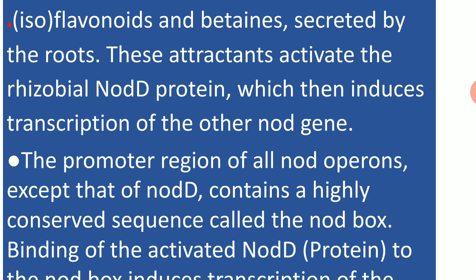Okay. Isoflavonoids and betaines secreted by the roots, these attractants activate rhizobial nodD proteins, which then induce transcription of the other nod genes. The promoter regions of all nod operons, except that of nodD, contain a highly conserved sequence called the nod box.